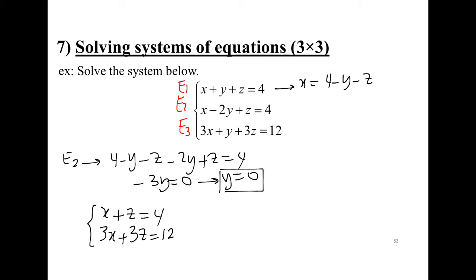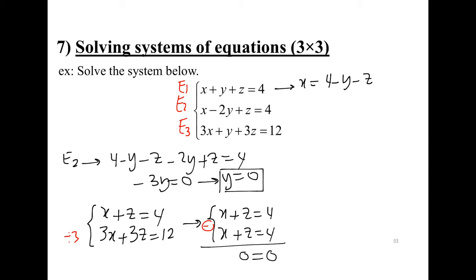Now, you notice that over here, when you solve the system, whether by elimination or by substitution, the second equation can basically be divided by 3, or the first equation can be multiplied by 3. We end up with a system containing the same equation. So by subtracting the first and the second equation, we end up with 0 equals 0.